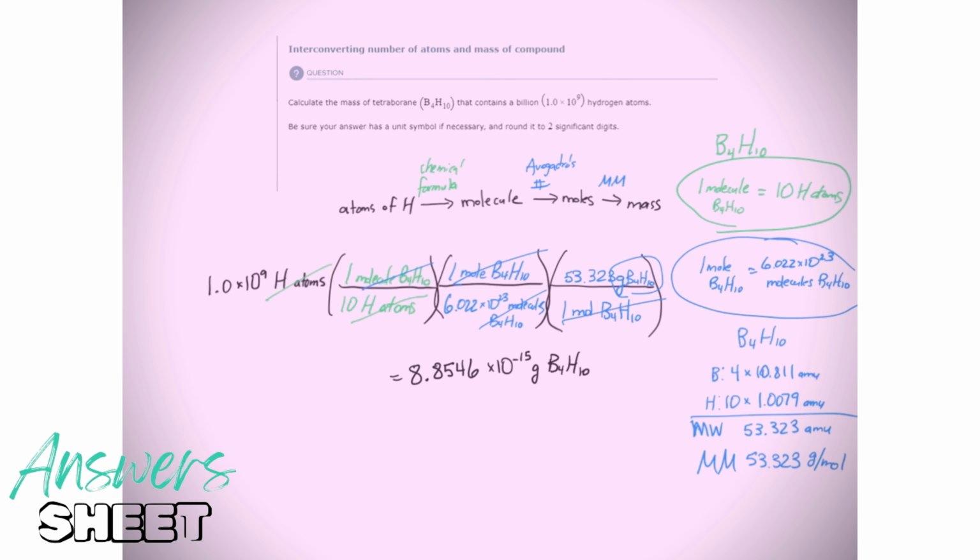So even though it seemed like it would be a large sample because we have a billion hydrogen atoms, we get an idea of how small molecules and atoms actually are. If I have a billion hydrogen atoms, I only have 8.8 times 10 to the negative 15 grams of this substance. So you can't even measure that out. That's an extremely small amount. But we have a billion hydrogen atoms. So this is our answer, but we want to round it to 2 significant digits. So this would be 8.9 times 10 to the minus 15 grams of B4H10.